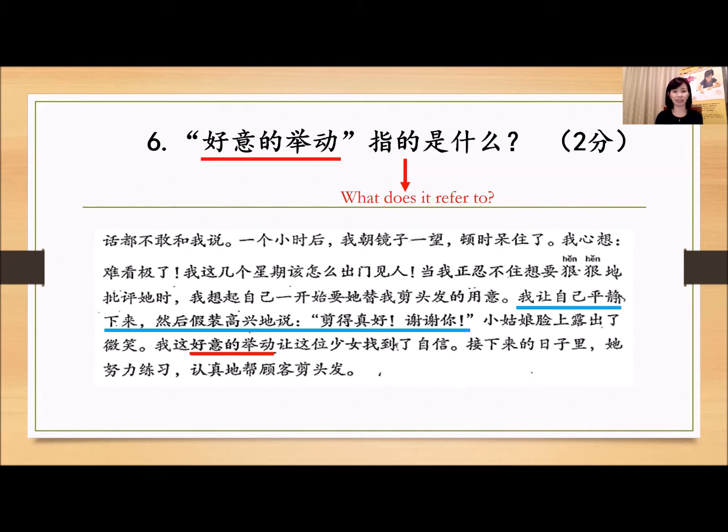But of course, we cannot write exactly the same. We need to change it. This is direct speech, so we cannot use it directly. You need to change it a bit.